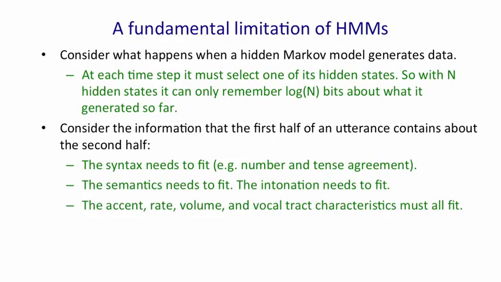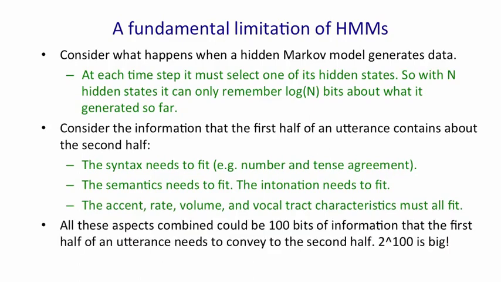The accent of the speaker, the rate they're speaking at, how loudly they're speaking, and the vocal tract characteristics of the speaker. All of those things must fit between the second half of the sentence and the first half. And so if you wanted a hidden Markov model to actually generate a sentence, the hidden state has to be able to convey all that information from the first half to the second half.